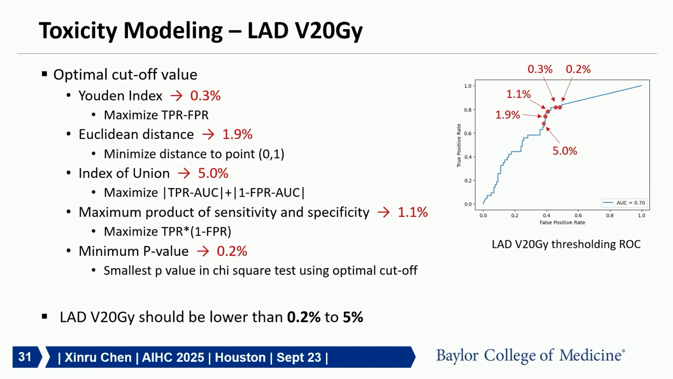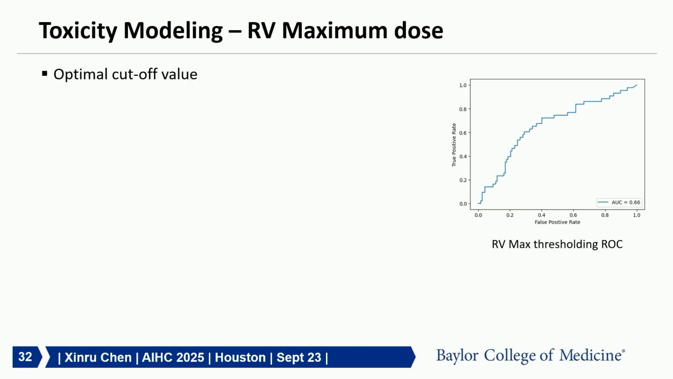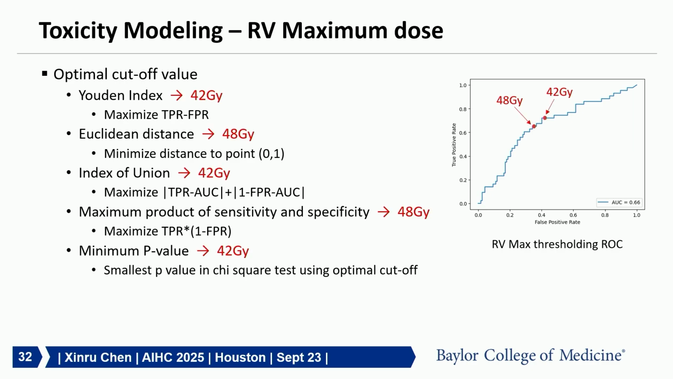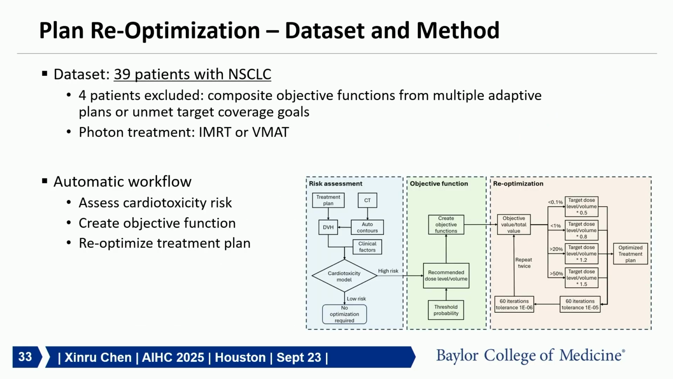So here we recommend the LAD-V20 degree should be less than 0.2% or 5% depending on different matrices. Similarly, for the right ventricle maximum dose, we recommend the maximum dose should be lower than 42 gray or 48 gray. And the third part of this study is the plan re-optimization.